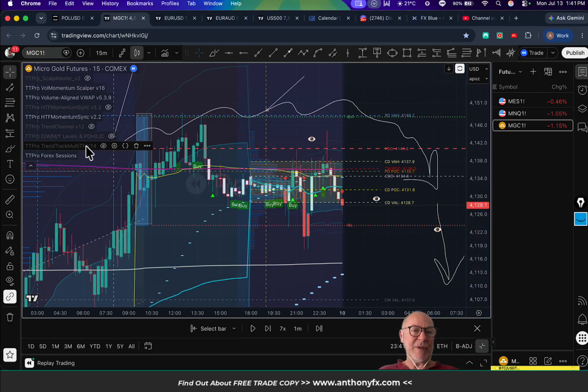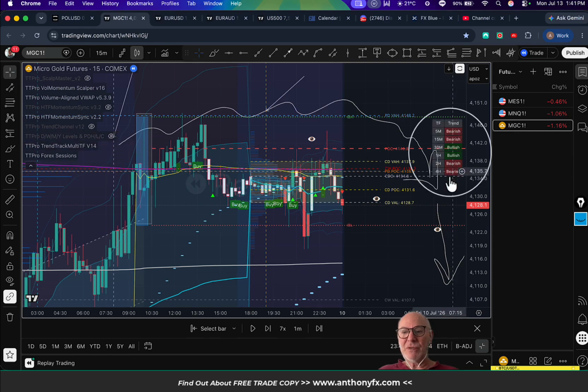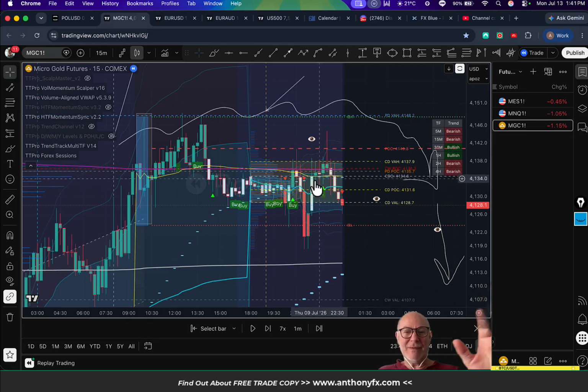And the other thing you can bring on, if you like, is Trend Track Multi. See how the 4 and the 2 are red? You're only looking for red signals. Keep it simple, guys. If everything's red, you go short. If everything's green, you go long, right? So we're looking for shorts.